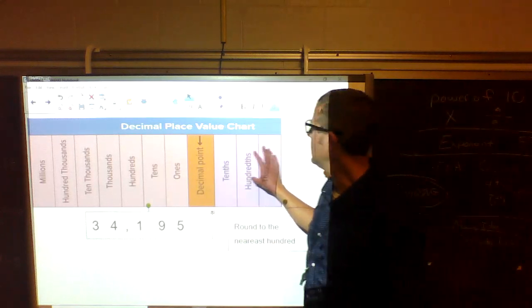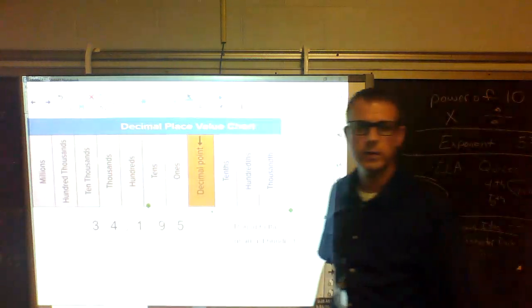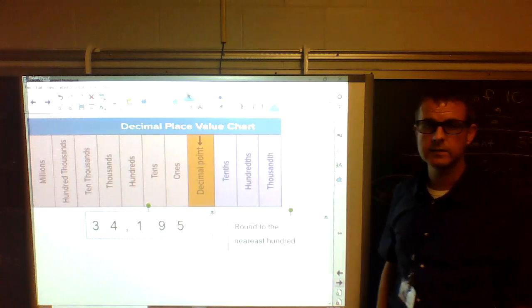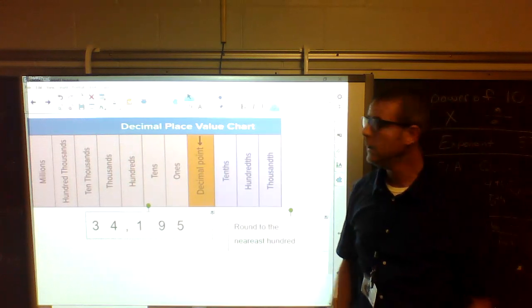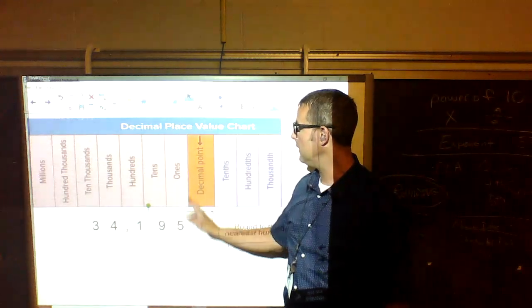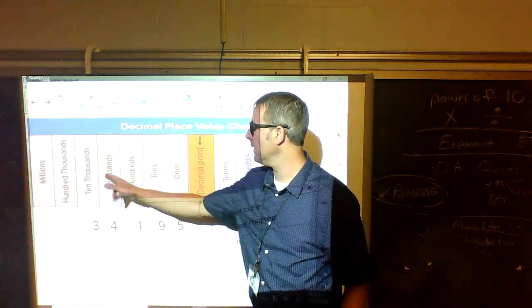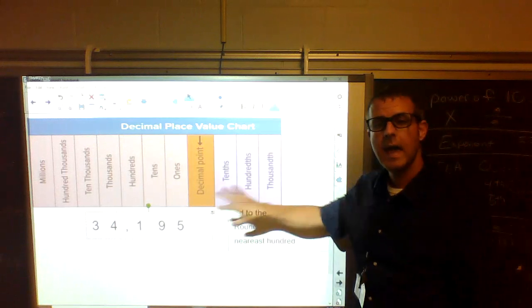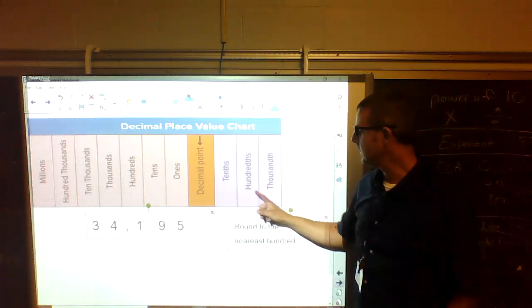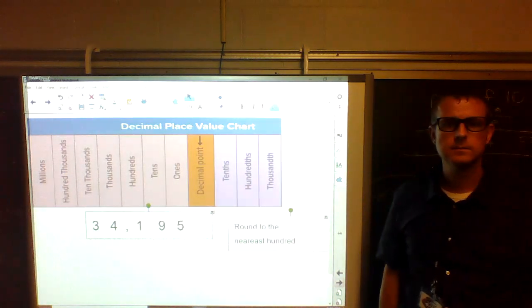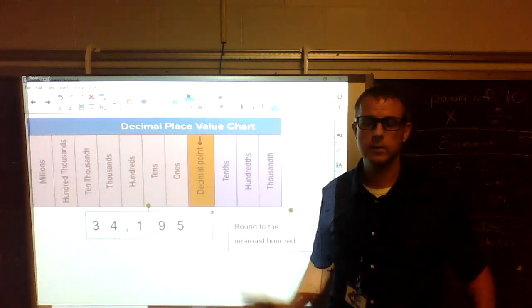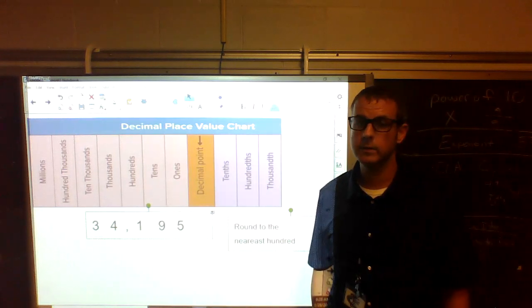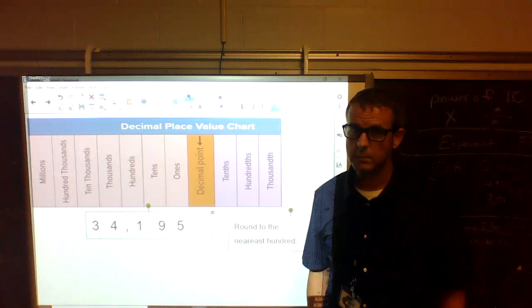And I have my place value chart up here. I know some of you all have not memorized this. This is something that you're going to have to memorize. You have to know that in front of the decimal, it's the ones, tens, hundreds, thousands, ten thousands, hundred thousands, millions column. After the decimal, tenths, hundredths, thousandths. Got to memorize it. There is no ifs, ands, or buts about it. So this is a to-do list if you don't have this memorized.